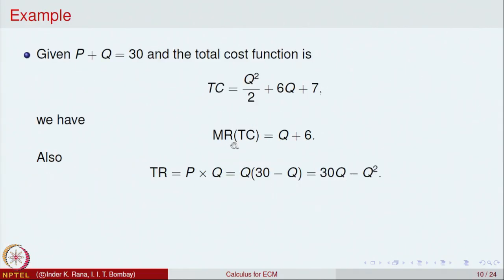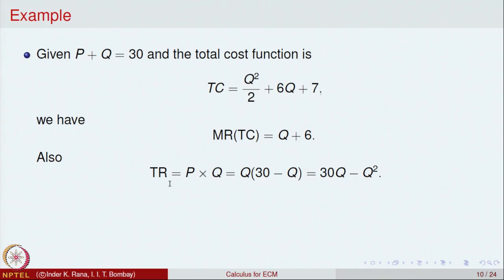Okay. Since the total cost is given by this and P plus Q is equal to 30, from here at least we can straight away get the marginal cost by differentiating this, that is, the derivative of TC. So, 2 times Q by 2, the 2 cancels, so that is Q, and 6Q gives the derivative 6. So, marginal cost is equal to Q plus 6, that comes directly from here by differentiation.